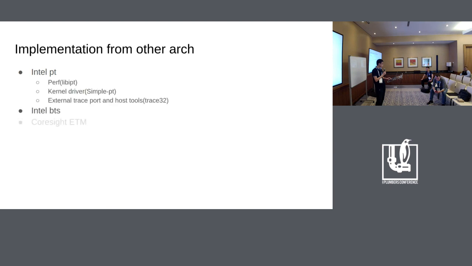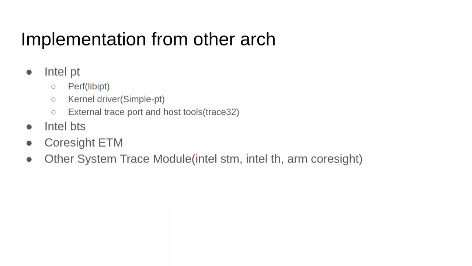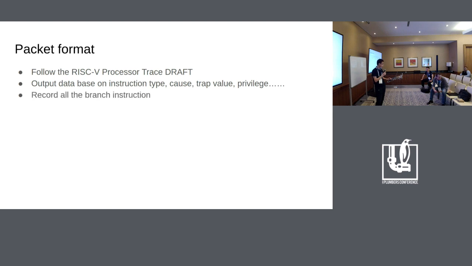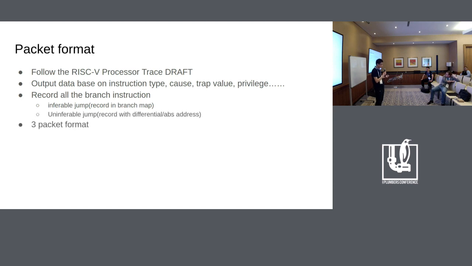And there are a few interesting trace modes available as an architecture, like Intel PT, PTS, and CoreSight ETM. And the three most common ways to access them are perf, kernel drivers, and an external trace port. Perf has a lot of functions integrated, is much more user friendly, and doesn't require an external trace device that can be quite expensive. And the format I use comes from the perf process trace draft, and it uses info jump in the branch map, which can largely reduce the record size, and an info jump will require a differential absolute address record.